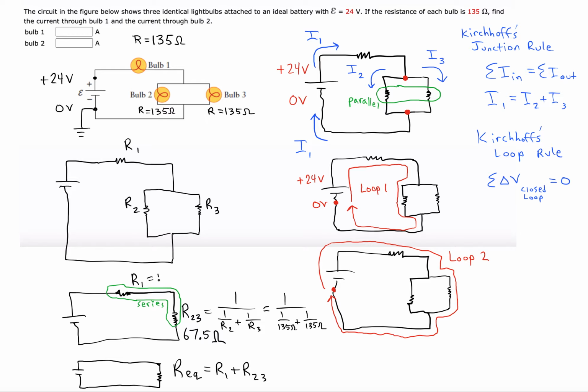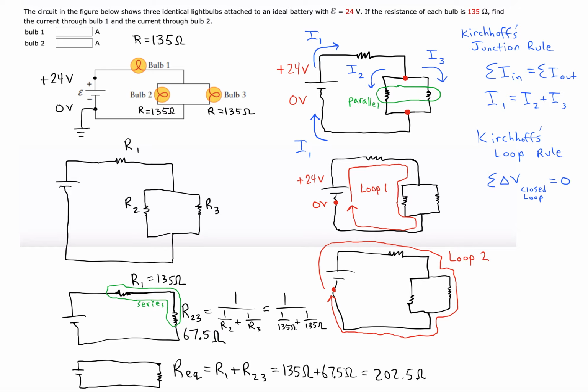R1 remains at 135, of course. And now we just want to add them together. 135 plus 67.5. That'll be our equivalent resistance. It's 202.5.